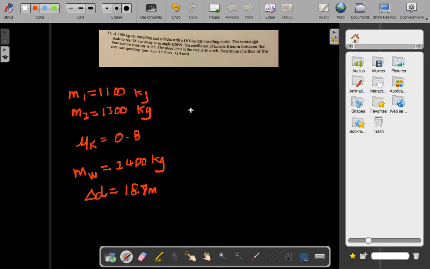Alright, so let's visualize this problem. This is car 1 traveling east, car 2 traveling north. They collide, and that collision is an inelastic collision, or sticky collision, and the wreckage travels 18.7 meters. We know the final velocity is 0, because obviously it slows down and stops. We don't know the initial velocity, but that's what we're trying to determine. We do know that the force that causes this wreckage to slow down and stop is the force of friction.